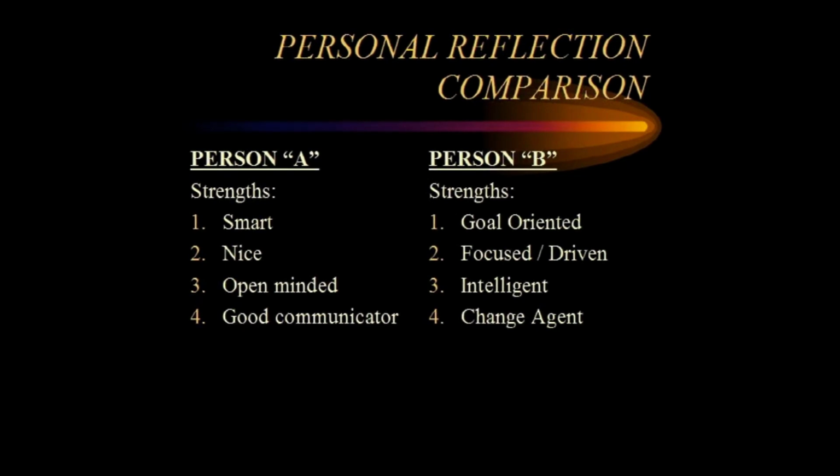Person A, their strengths. They're smart. It's a good strength. They're nice. They're open-minded and a good communicator. It's a good strength to have. Now let's look at person B. Person B is goal-oriented. They're focused, driven. They're intelligent. Same as number one, and they're a change agent.